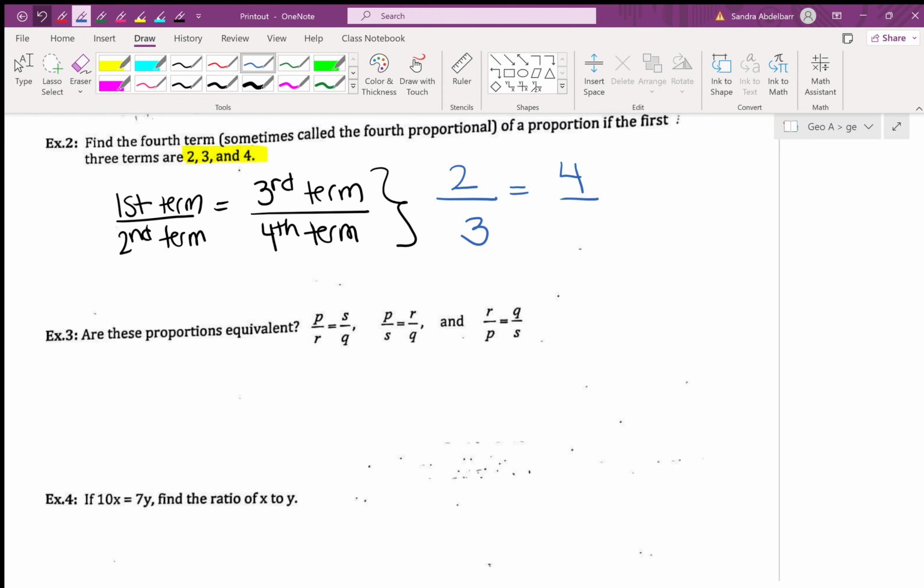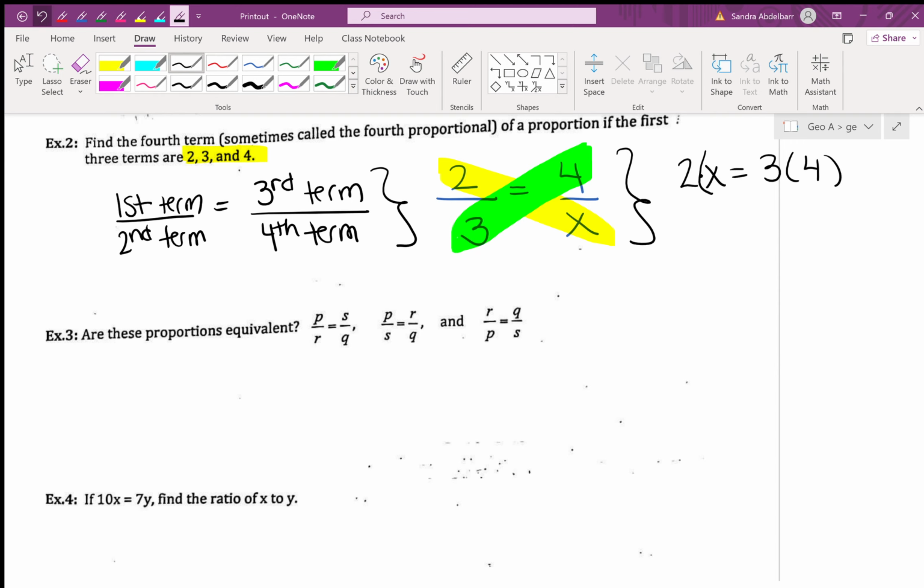Do we know what the fourth term is? No. So what am I going to put there? X. Can we figure this out in our heads? Yeah, absolutely. Well, let's say it was a little bit more difficult. If it were a little bit more difficult and you can't figure it out in your heads, what should we do? Cross multiply. All right, so now we're going to have 2 times x is equal to 3 times 4. 2 times x is 2x, 3 times 4 is 12. What should we do? Divide by 2. X is equal to 6.